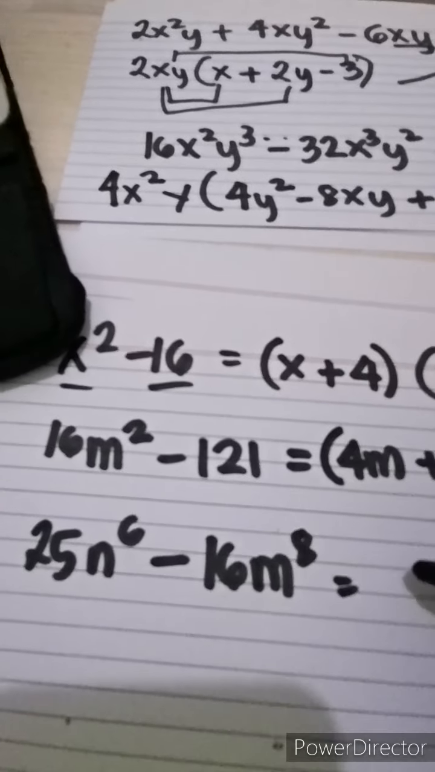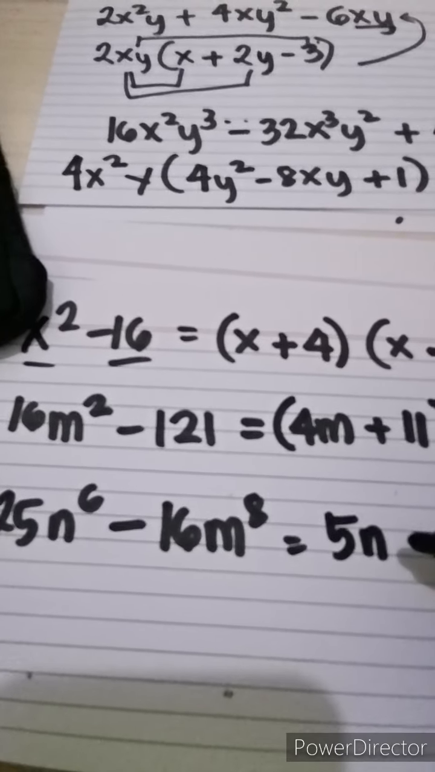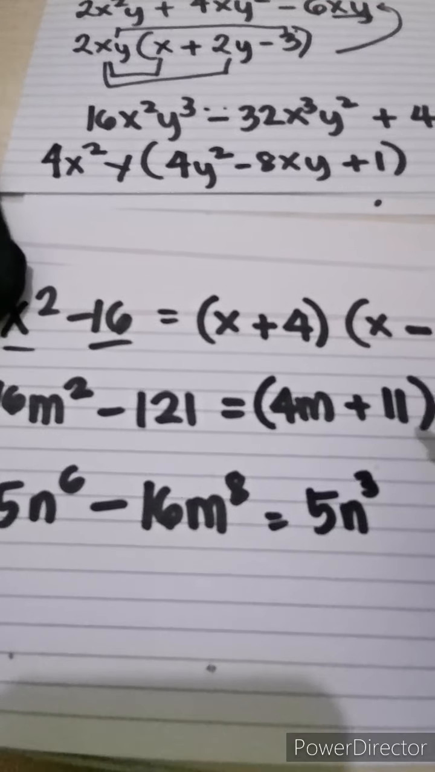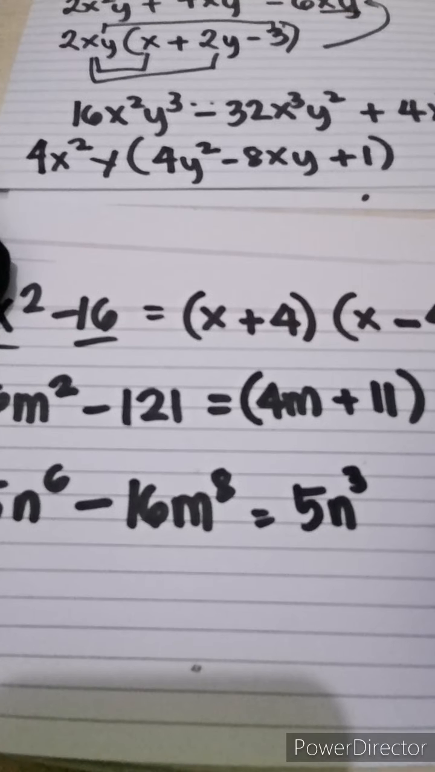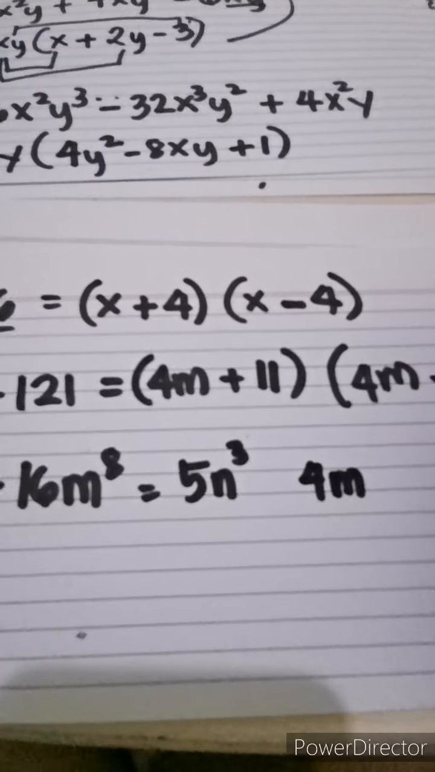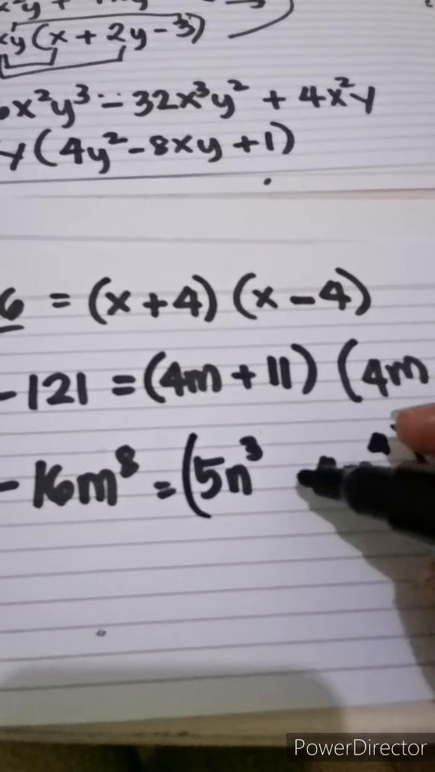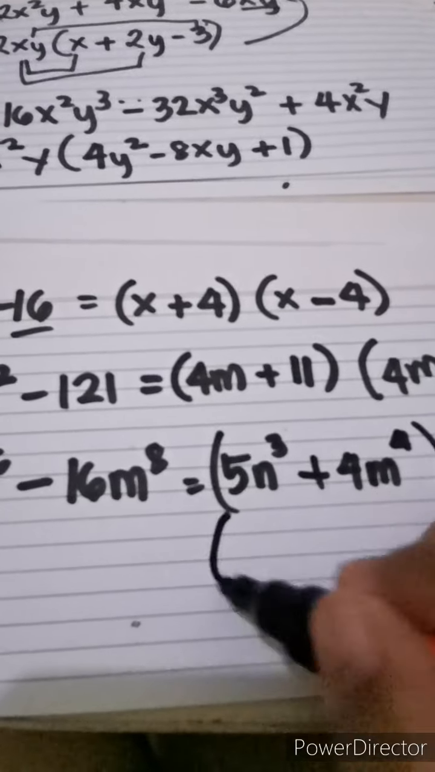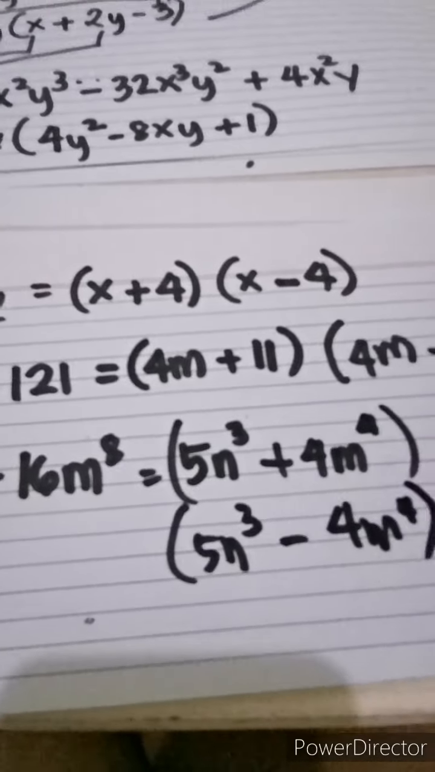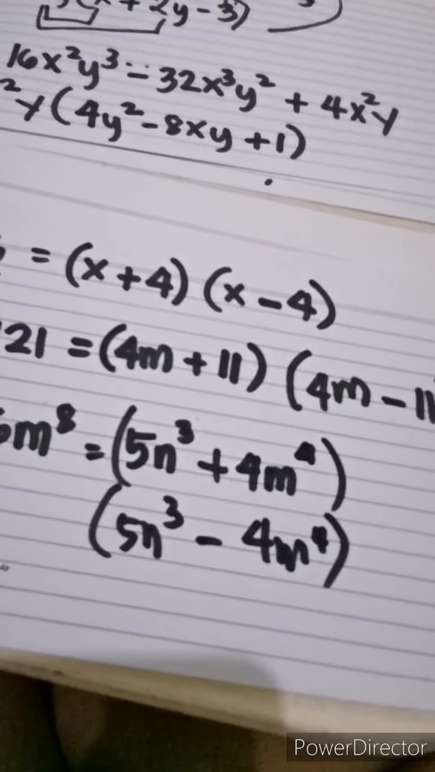So, what is the square root of 25? So, we have 5. So, yung exponent natin ng n is 6 divided by 2, we have cube. And then, for 16, square root of 16 is 4. Then, the exponent of m is 8 divided by 2 is equal to 4. Then, just copy plus sign and another one, 5n cube minus 4m to the 4th. So, those are the examples of difference of two squares.